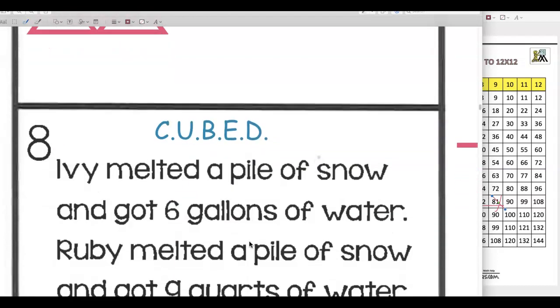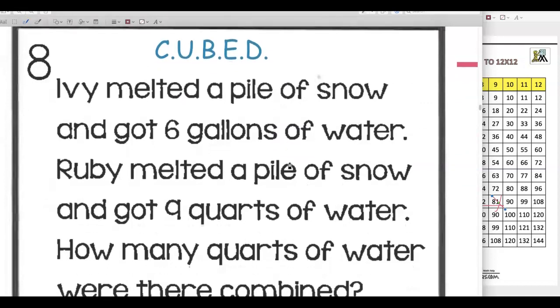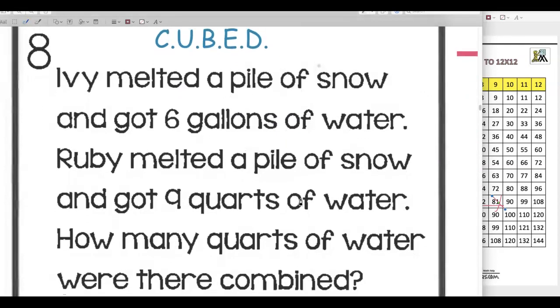Okay, question 8 is a word problem. And we're going to use our cubed strategy, but before we do, we're going to go ahead and just read our question. Ivy melted a pile of snow and got 6 gallons of water. Ruby melted a pile of snow and got 9 quarts of water. How many quarts of water were there combined?